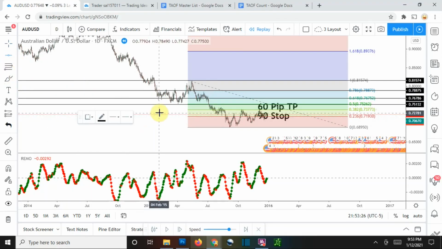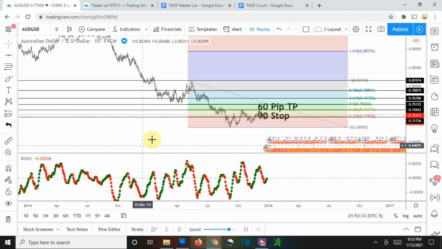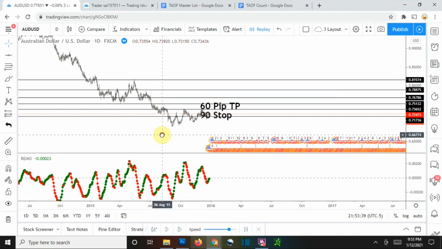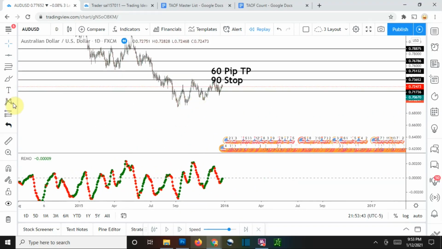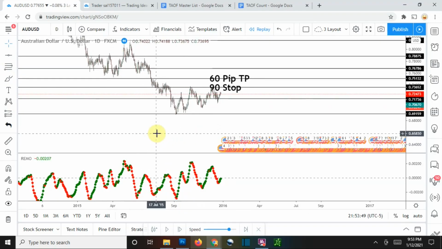And so it kind of has a double effect of being able to map out reasonably well areas of support and resistance. And so do that there. Let's go ahead and we will mark off this bottom like so.